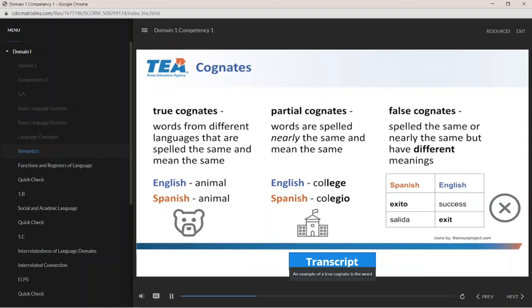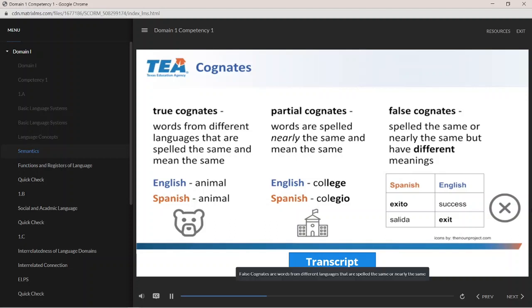An example of a true cognate is the word animal, which is spelled the same and pronounced similarly in both English and Spanish, animal. An example of a partial cognate is the word college in English. In Spanish, the word is colegio. Notice the beginning of the word is the same, but the ending is different and the meaning is the same.